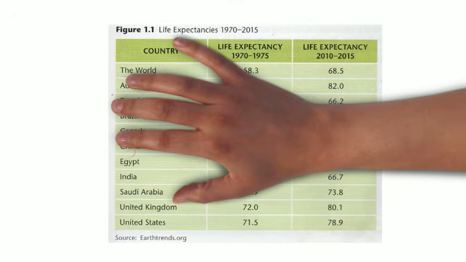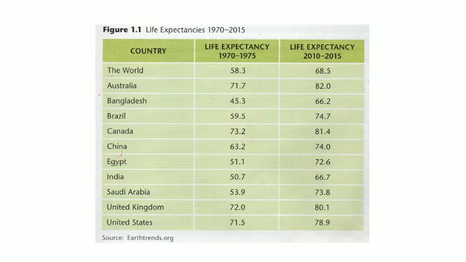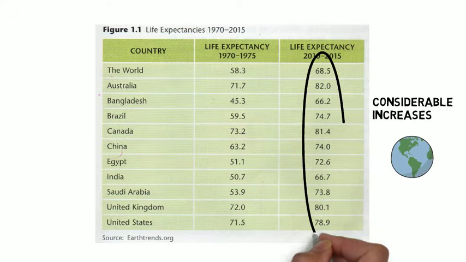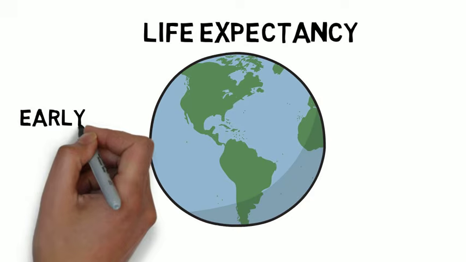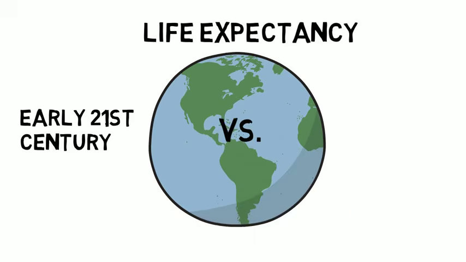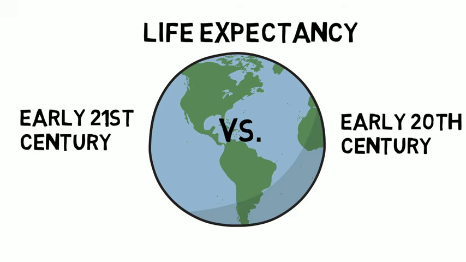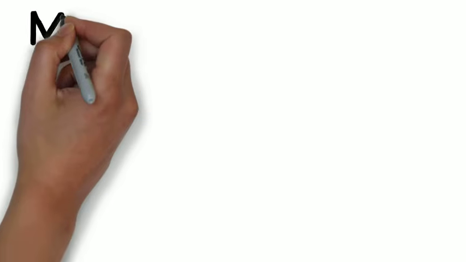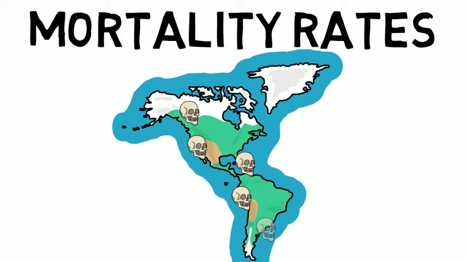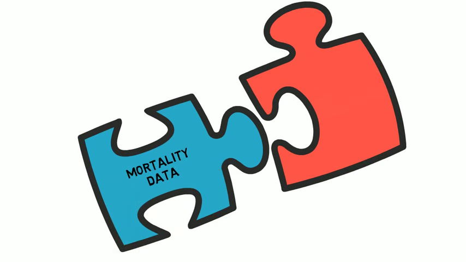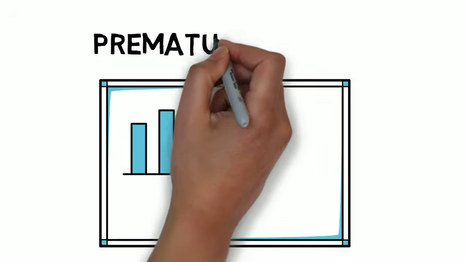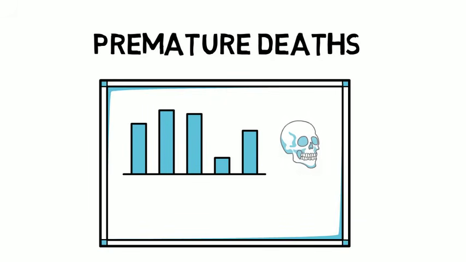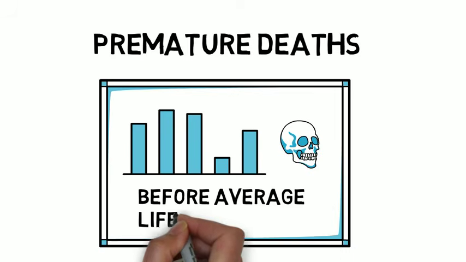As Figure 1.1 indicates, even the last 40 years has seen considerable increases worldwide. Therefore, using this indicator of life expectancy, the world at the start of the 21st century is significantly healthier than at the start of the previous century. The second indicator of world health is mortality rates, defined as the number of deaths within a specific geographic region. Mortality data is connected to life expectancy, with experts focusing on the number of premature deaths. In other words, the number of people who die before the average life expectancy within that area.